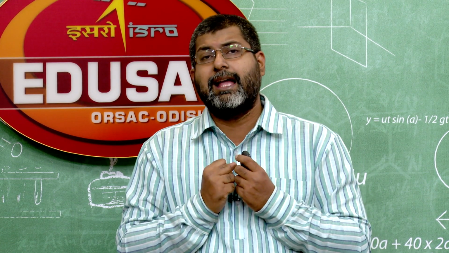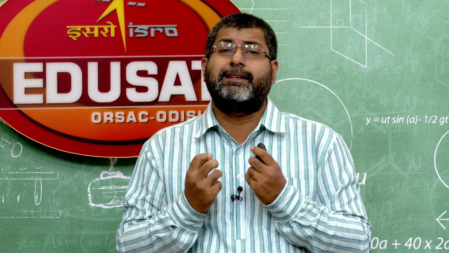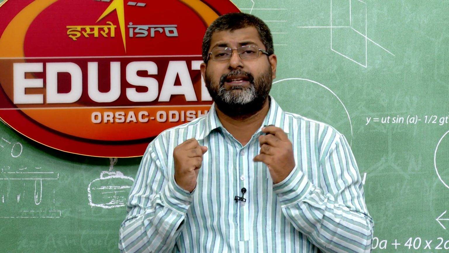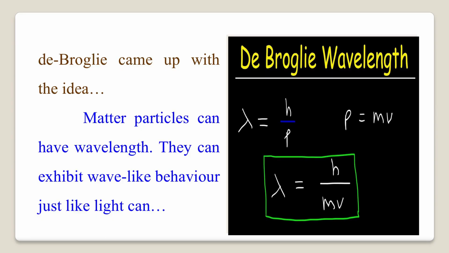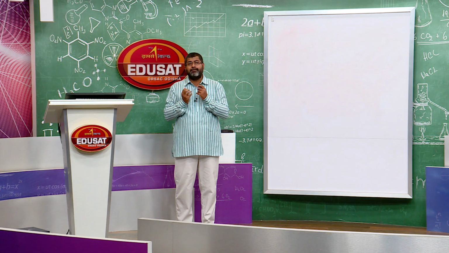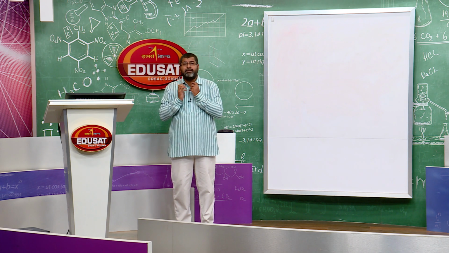Now, then came de Broglie with his idea that matter particles can have wavelength. They can exhibit wave-like behavior just like light can. So, the de Broglie wavelength is given by lambda equal to h by p, or h by mv, where p is the momentum of the particle.